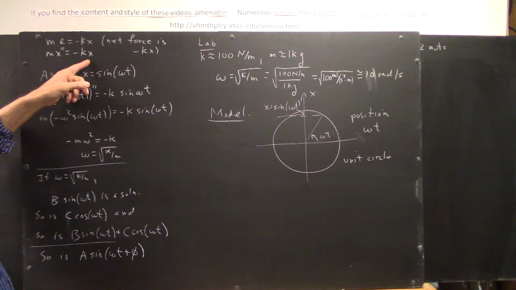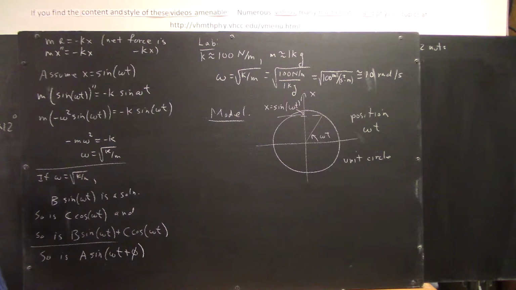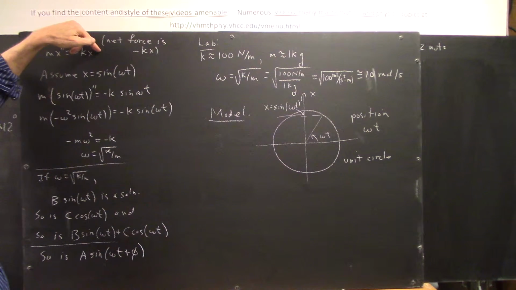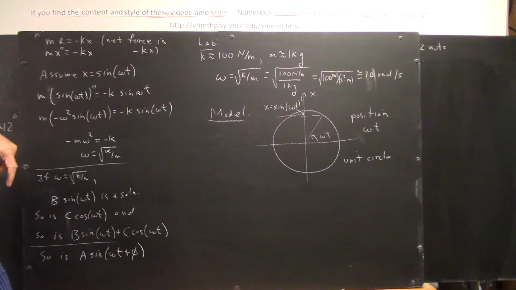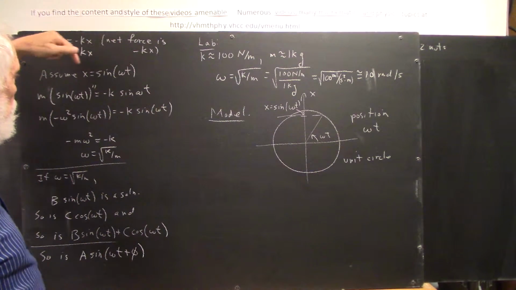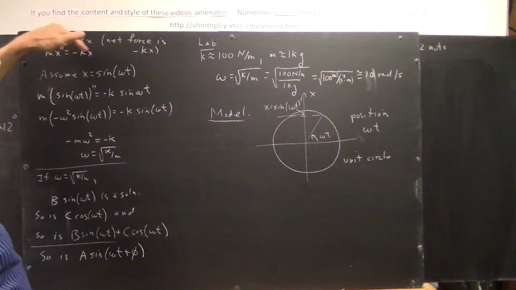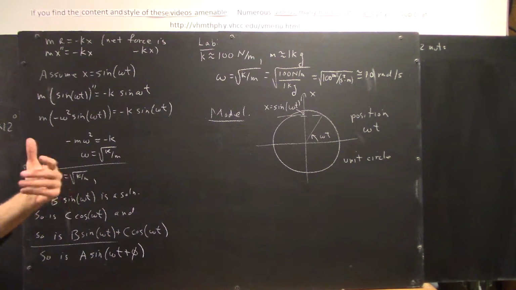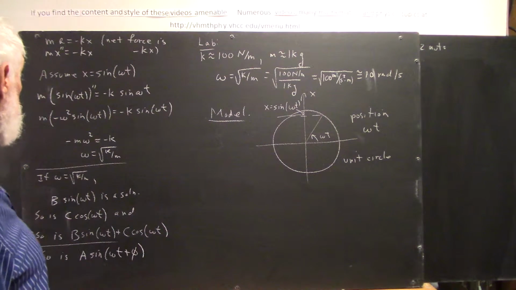mx double prime equals negative kx. We assert that x equals sine of omega t solves this for an appropriate value of omega. Now, I'm just kind of giving the solution away, but you have to then substitute sine omega t for x in here and see what you end up with for omega. It turns out that the equation will be solvable for omega. It's quite easy to do that.